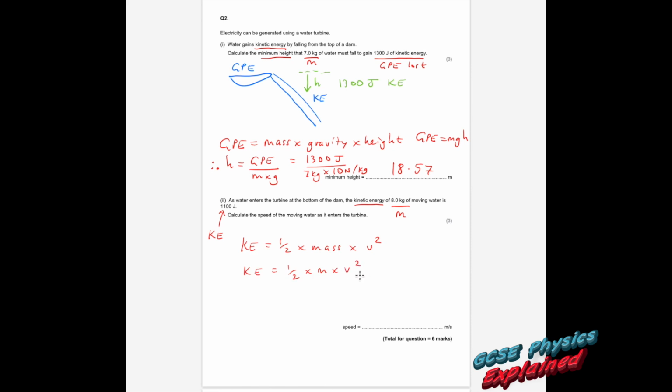So if we rearrange that, we need to find the velocity. So you need to make sure that you can rearrange equations. Now we don't want v squared, we want v. So if we square root both sides, that'll just give us v. So if we pop the numbers in, we want the square root of the kinetic energy divided by a half times the mass, and that comes out as 16.58 meters per second.